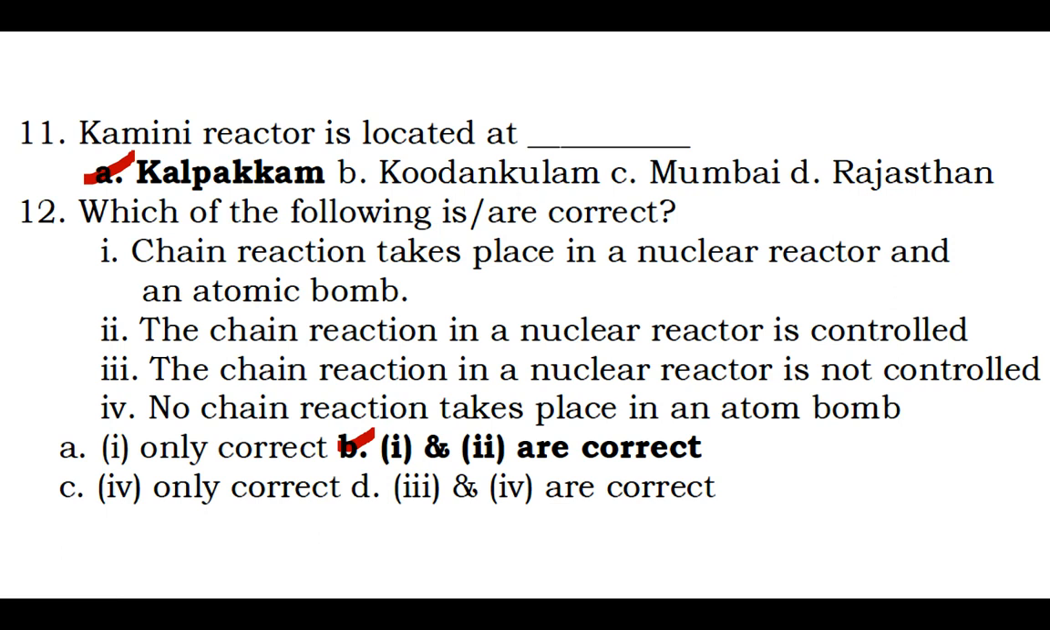Question number 12. Which of the following is correct? Option B, 1 and 2 are correct. That is, chain reaction takes place in a nuclear reactor and an atomic bomb. And true, the chain reaction in a nuclear reactor is controlled.